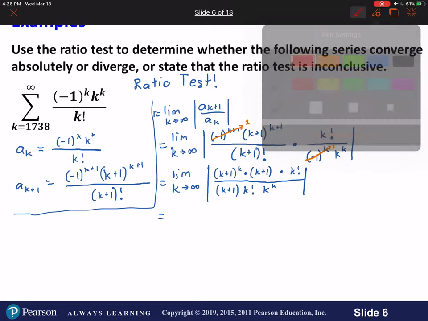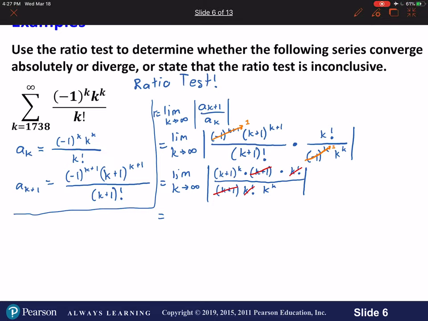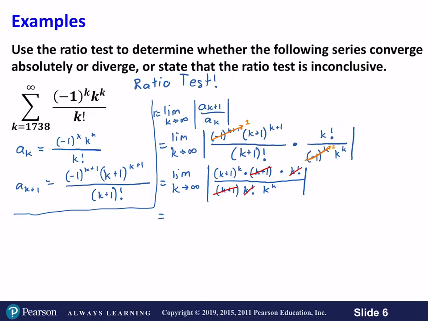This time, several things still cancel out. Specifically, the k+1 factors and these k factorials. And we are just left with (k+1)^k over k^k. So let's write that down. (k+1)^k power all over k^k power.